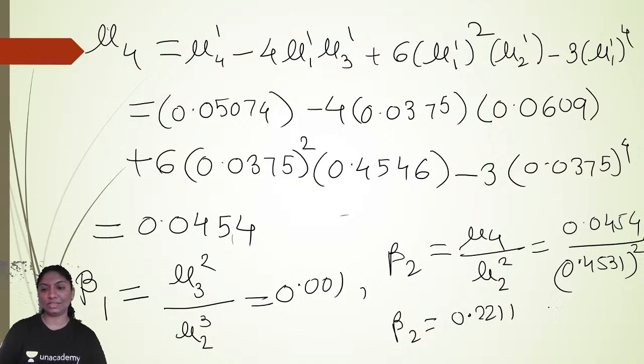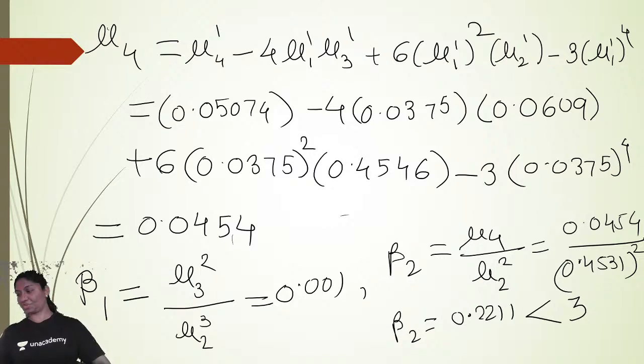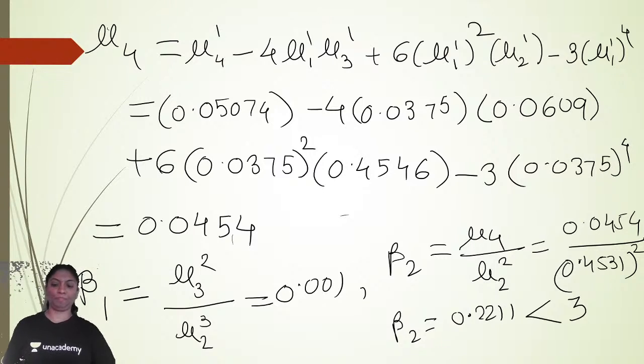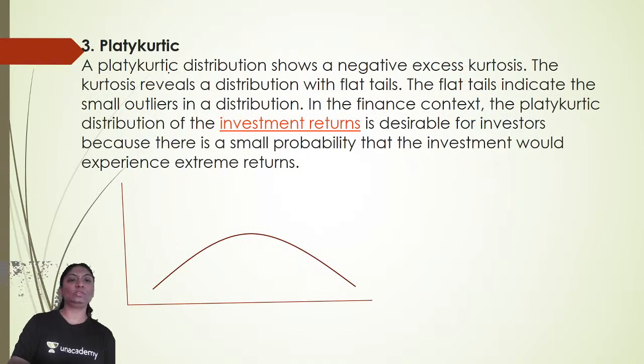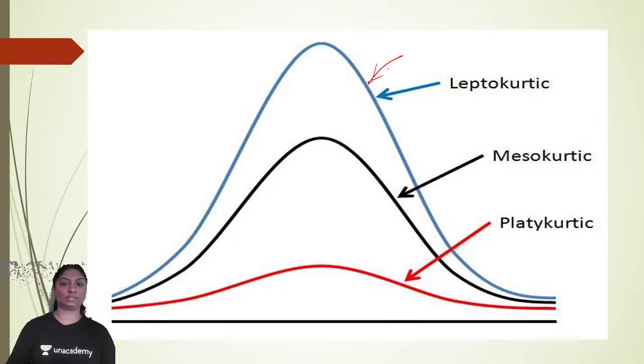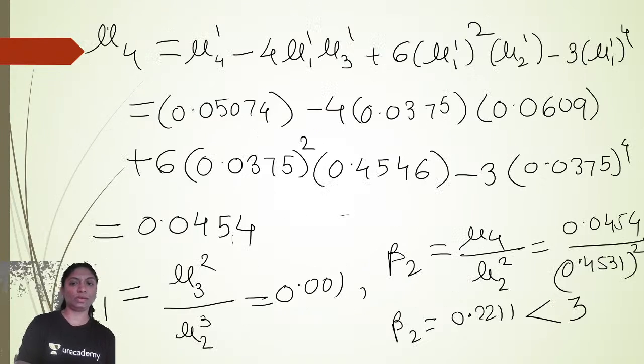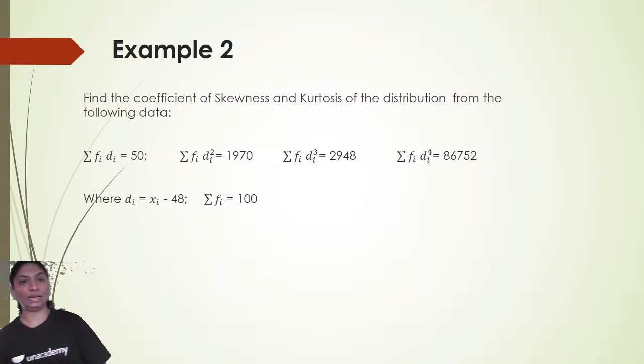Since beta 2 is less than 3, we can say that this distribution is platykurtic. As I already told you, if the value of beta 2 is less than 3, then the distribution is platykurtic. It means your distribution looks like this. There is a flatness; if you draw the curve for this moment, then you will get the flatness of the curve. Okay, now let's see an example.